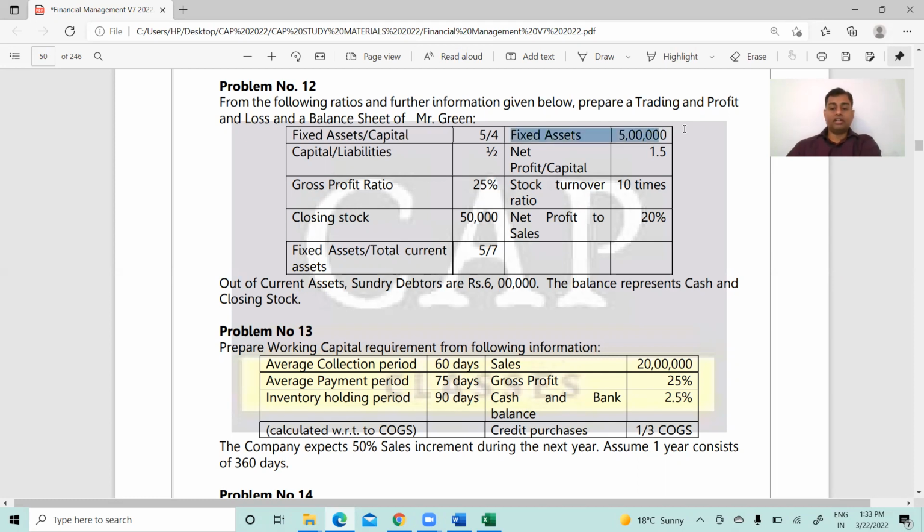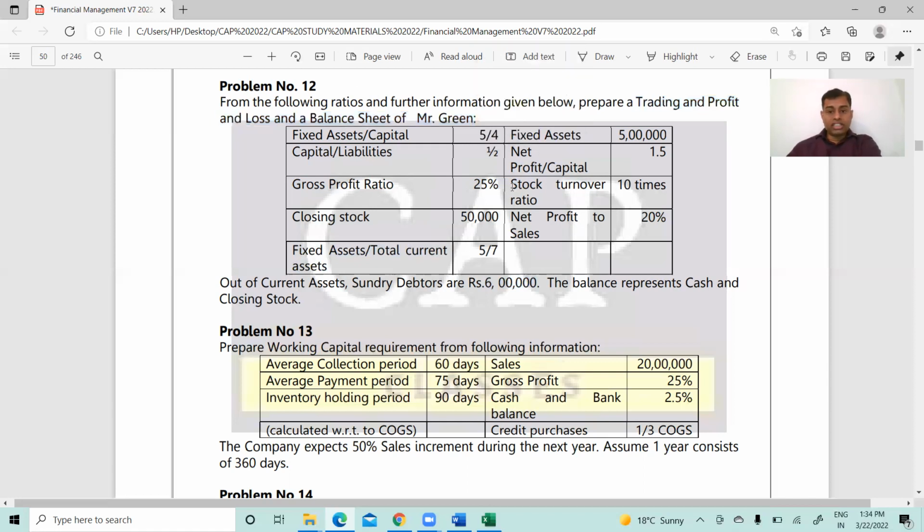That's all. So what will be the basis? Fixed assets 5 lakhs is given. Correct? So fixed assets to capital 5/4, so we'll calculate capital here. Based on capital, we'll calculate liabilities. Based on capital, we calculate net profit. Based on net profit, we calculate sales. Based on sales, we calculate gross profit ratio. Stock turnover ratio is given. Then debtors is given here. Fixed assets to total current assets is given. You need to prepare only trading P&L and balance sheet. So put one star mark here. Many students might miss this.